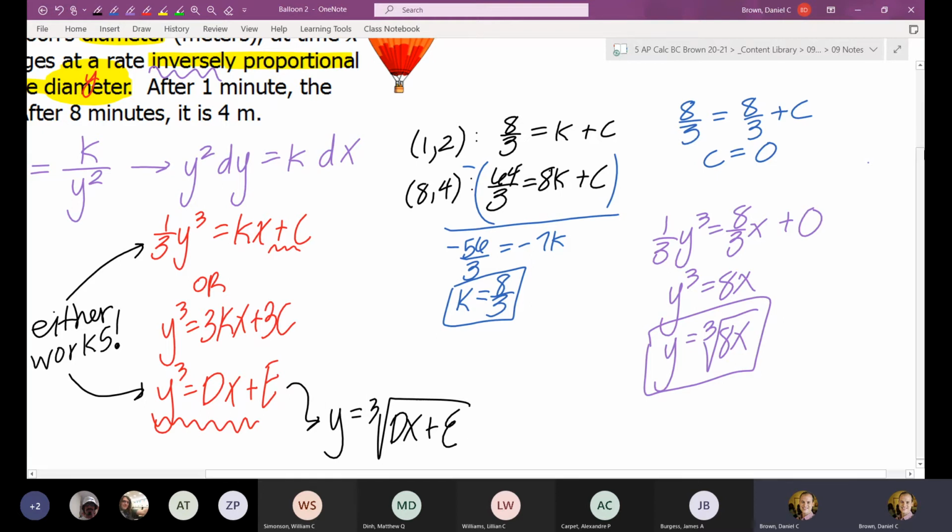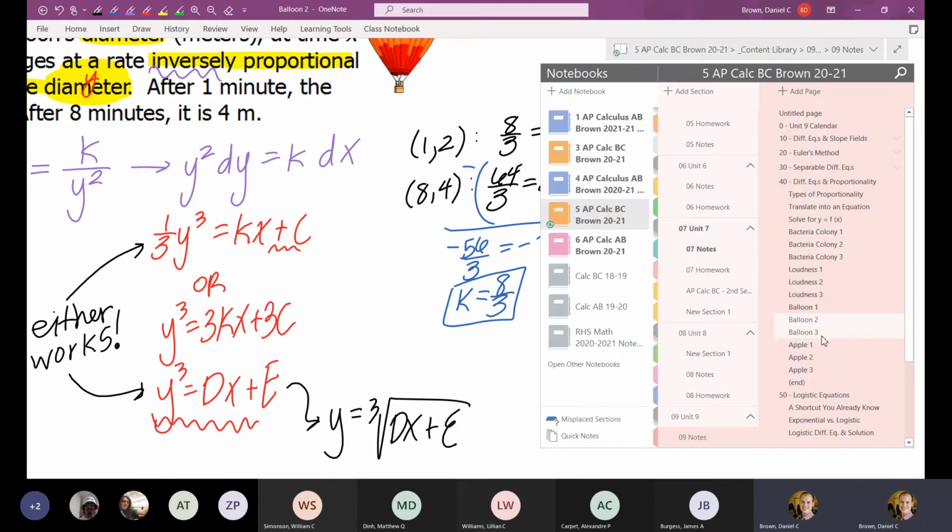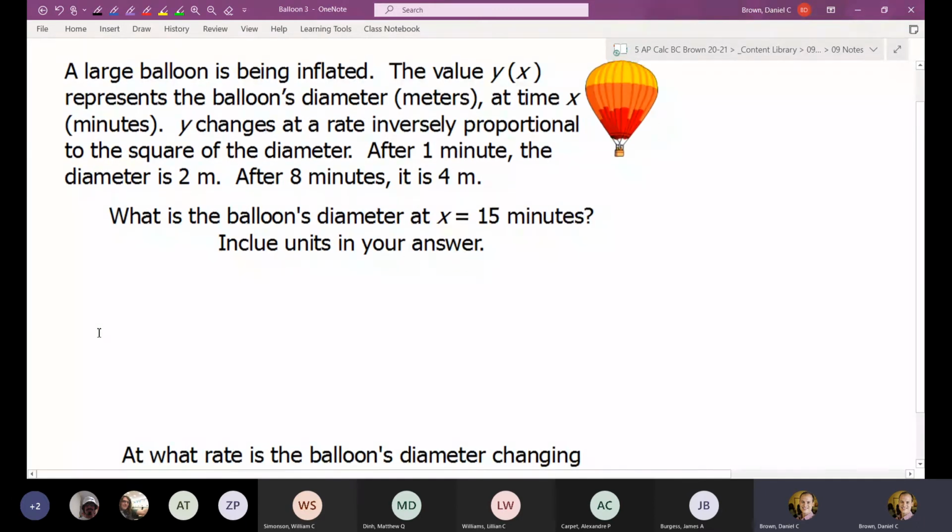All right, and then I tried to pull a variety of follow-up questions, just making sure we knew how to answer these different types of questions. Most of the time you're going to ask yourself, are you going to plug something into y or dy/dx, or are you going to set y or dy/dx equal to something and solve? So the one I chose for this one: what is the balloon's diameter at x equal to 15? Well, if I'm looking for the diameter, I would be plugging it into just y, which we just saw was the cube root of 8x. So what is the diameter? The cube root of 8 times 15. What will be the units, since we're just talking about the diameter?